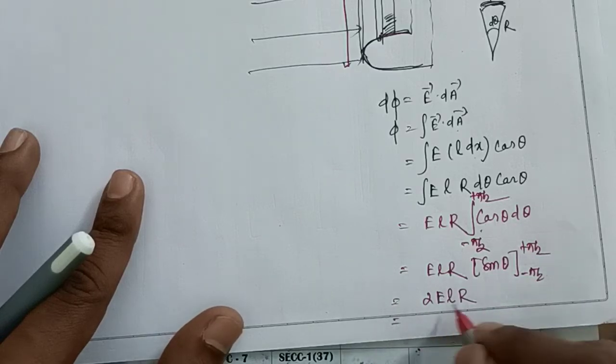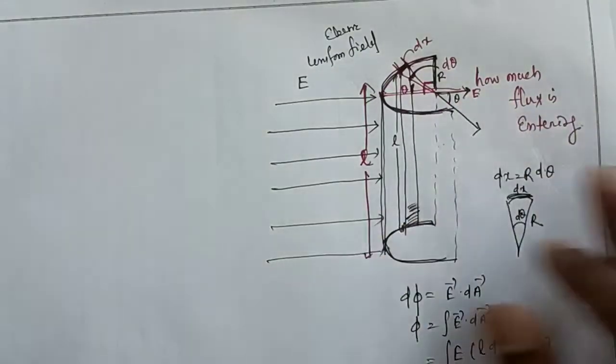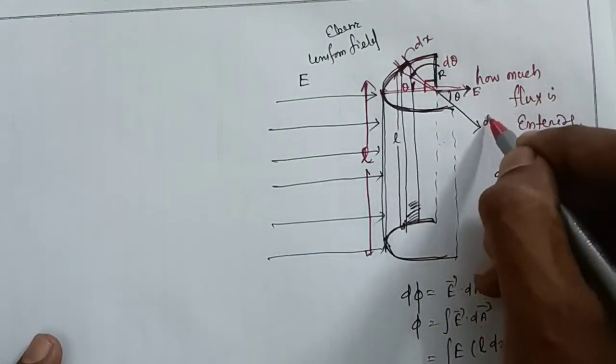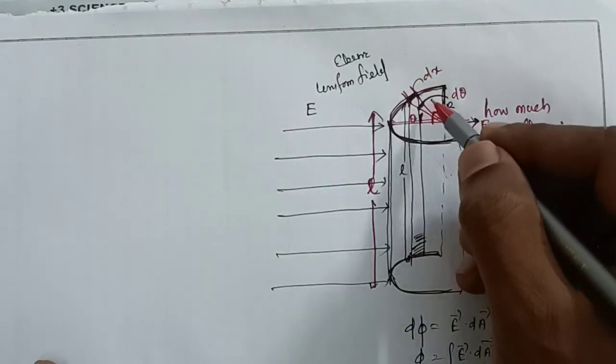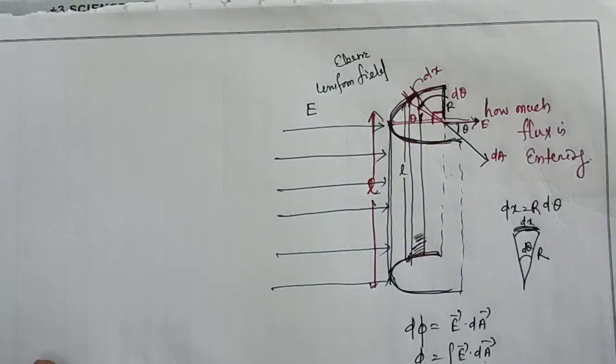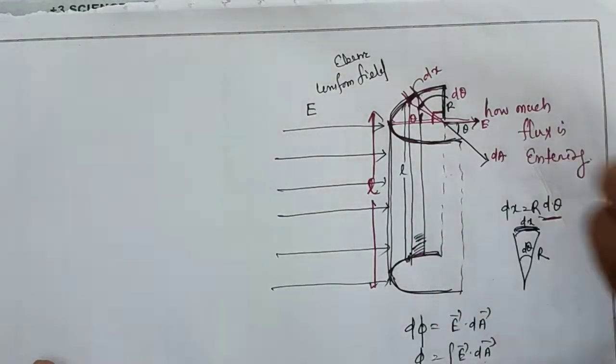This is nothing but, yes, this is the right answer, the expressions of these things. So one more time I want to make from the student perspective: this is E, this is my area vector, and I will consider one element from theta to d theta. I will consider a dx element. Dx can be written as r d theta, with basic skill of geometry.